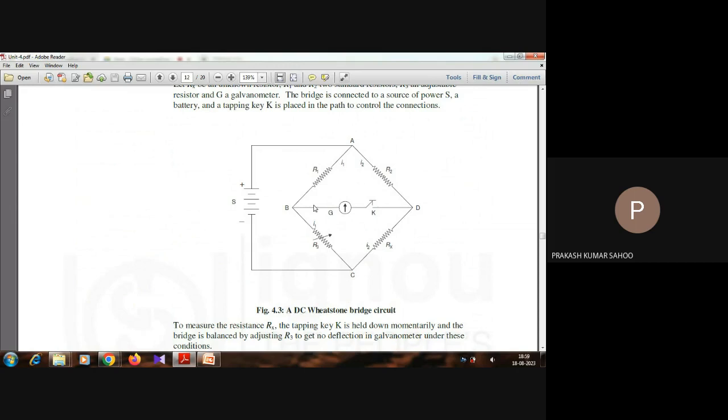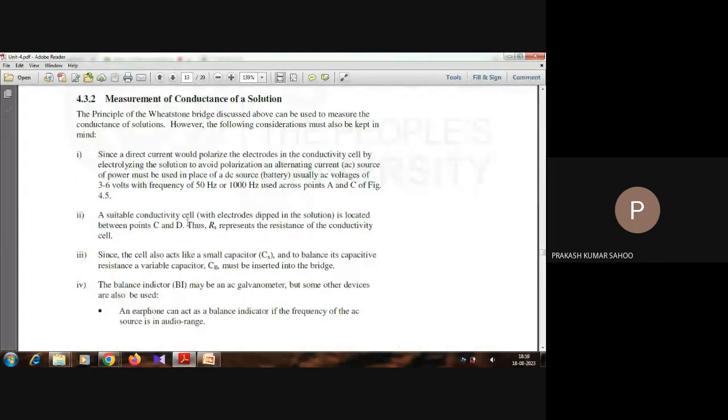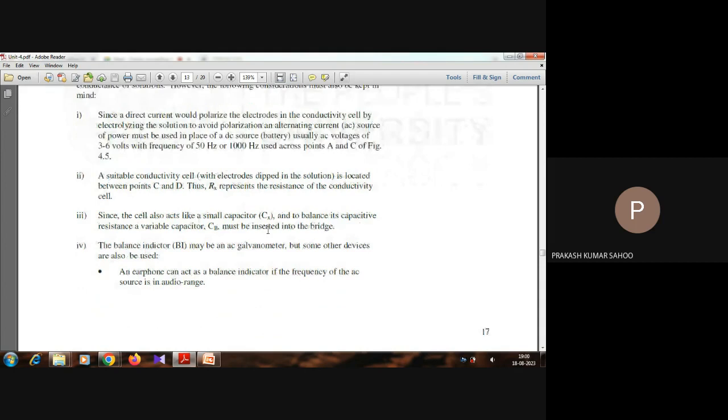Measurement of conductance of a solution: these are the things we should follow, the principle of the Wheatstone bridge. Direct current would polarize the electrode in the conductivity cell by electrolyzing the solution, so after polarization, a suitable conductivity cell is located between C and D. Let's go through this one. These are very easy things.